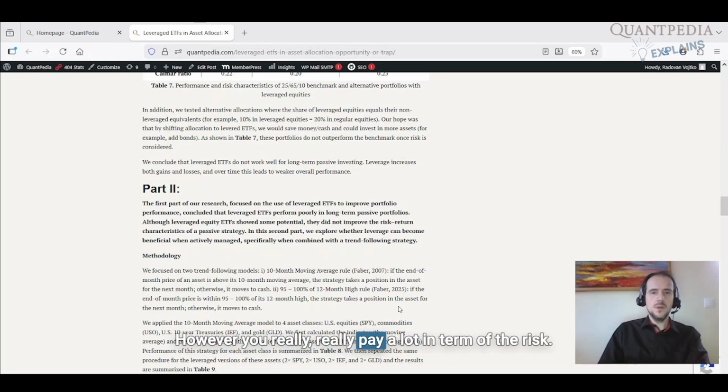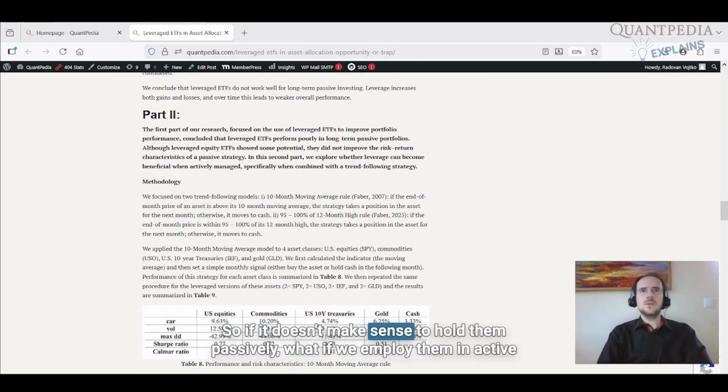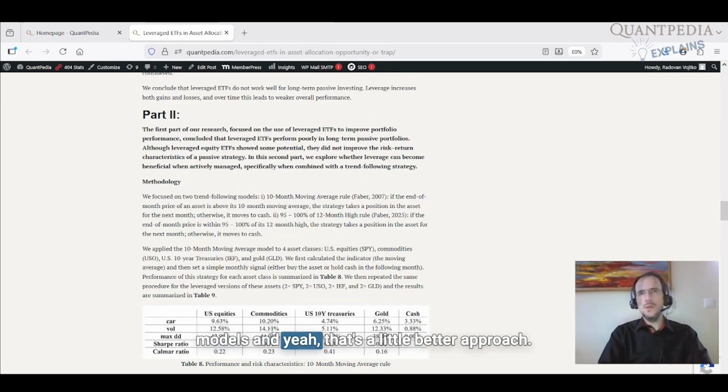However, you really pay a lot in terms of risk. Okay, so there is a question: if it doesn't make sense to hold them passively, what if we employ them in active models? And yeah, that's a little better approach. So actually we tried two different types of models.